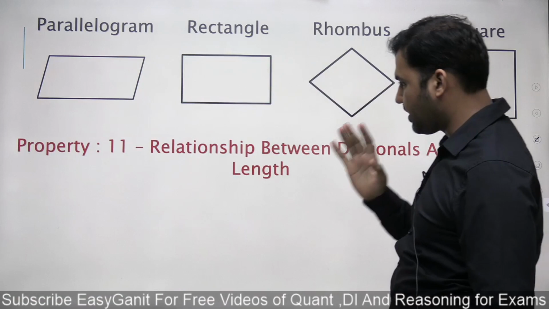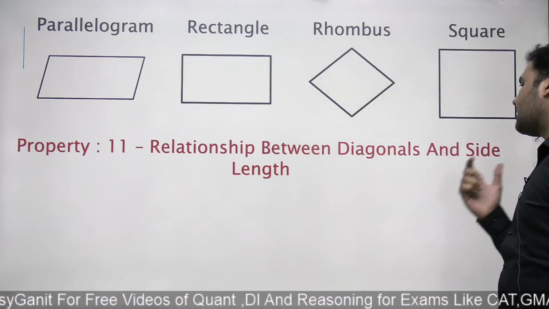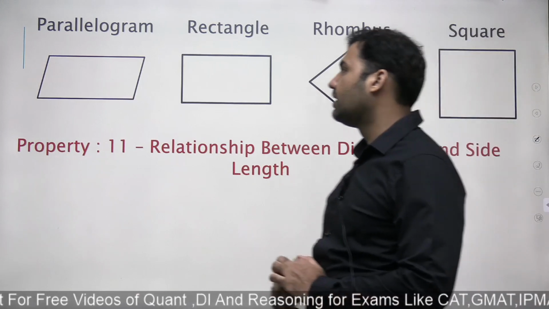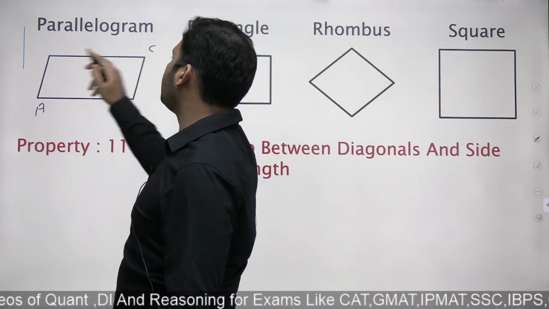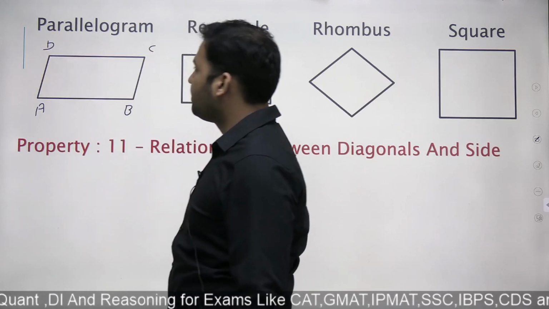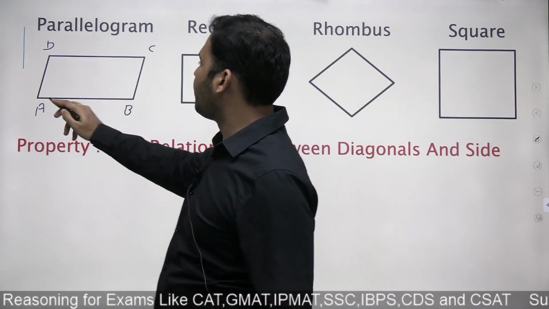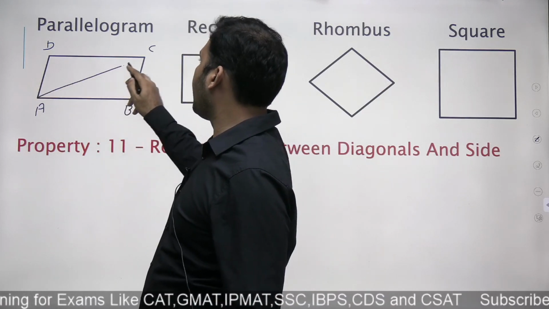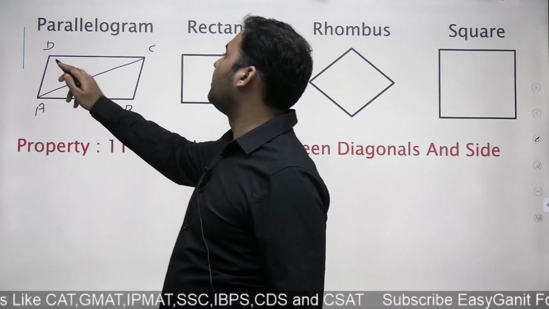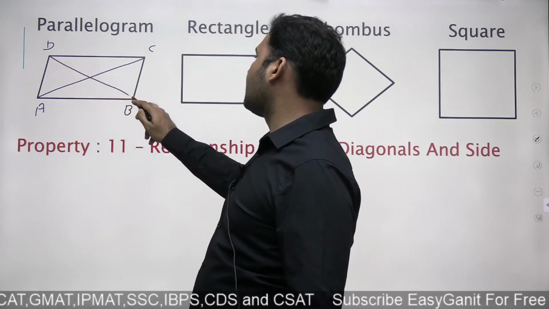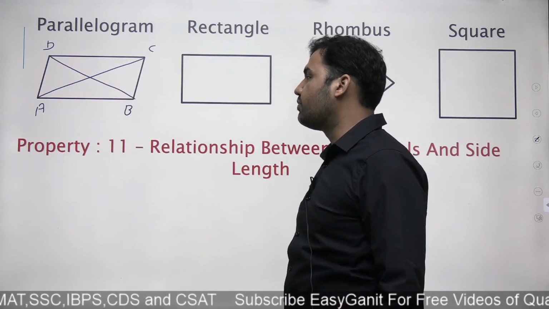Now look at property number 11 for all of these figures. Relationship between the diagonals and the side length. So in a parallelogram, you see that if I have this A, B, C, D, what is the relationship between the diagonals and the sides of the parallelogram, right? Very important property and very easy one also. So if I have to write down the length of the diagonal in terms of the sides of the parallelogram, how will you prove it?